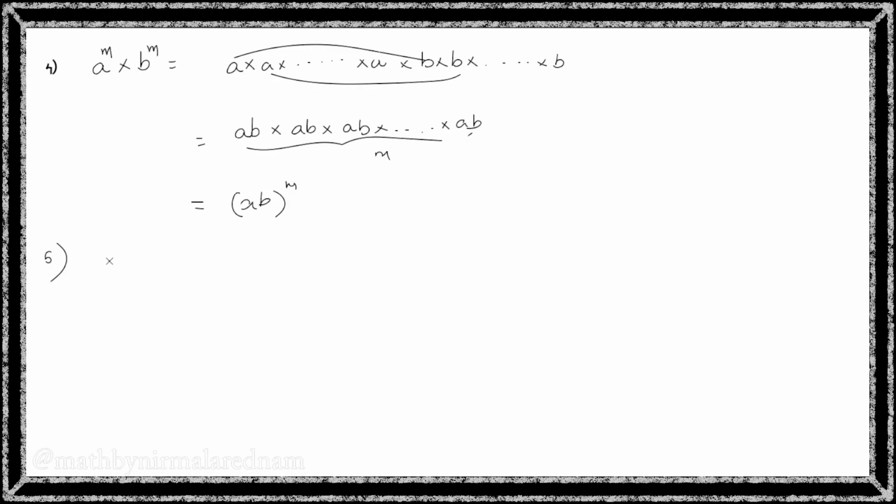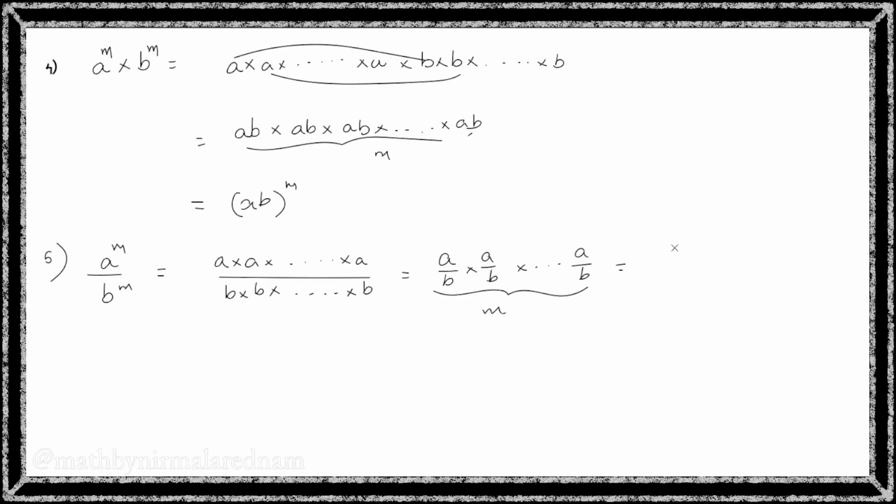In the fifth law, I have a power m by b power m. Here again, the exponent is the same, but the bases are different. So here I have a, m number of times in the numerator, and b, m number of times in the denominator, right? Now I'm going to regroup it and look at it in this manner: a by b, and so on, a by b. How many such a by b's do I have? m, which is nothing but a by b whole power m, right? So that is your fifth law of exponents.